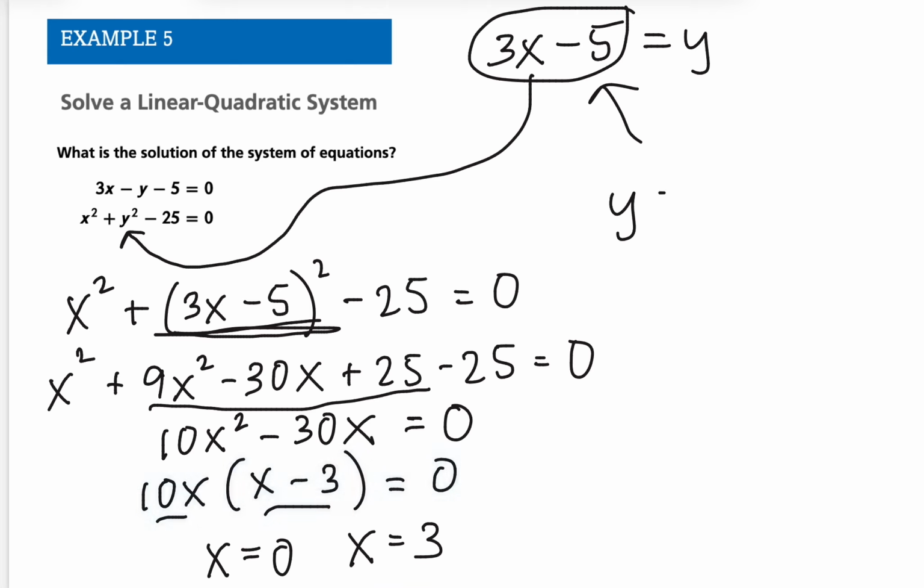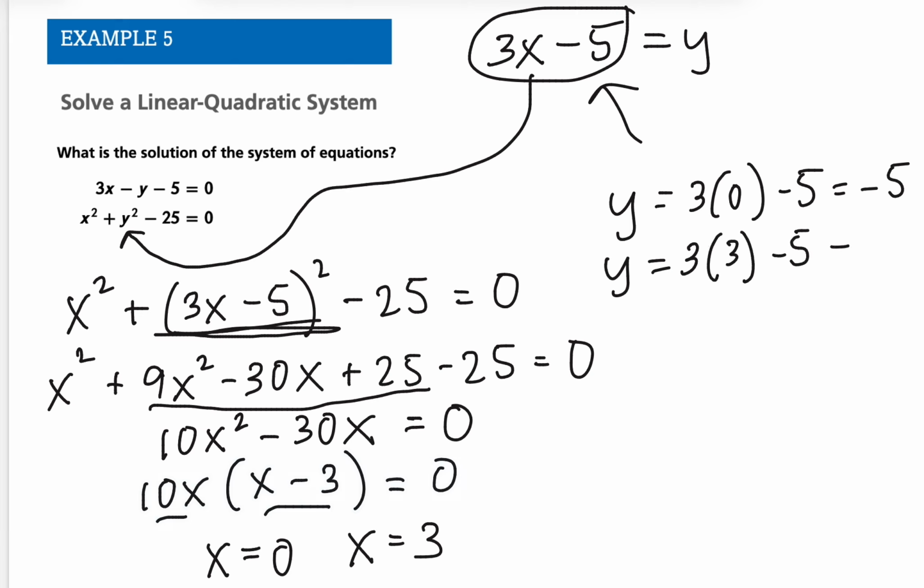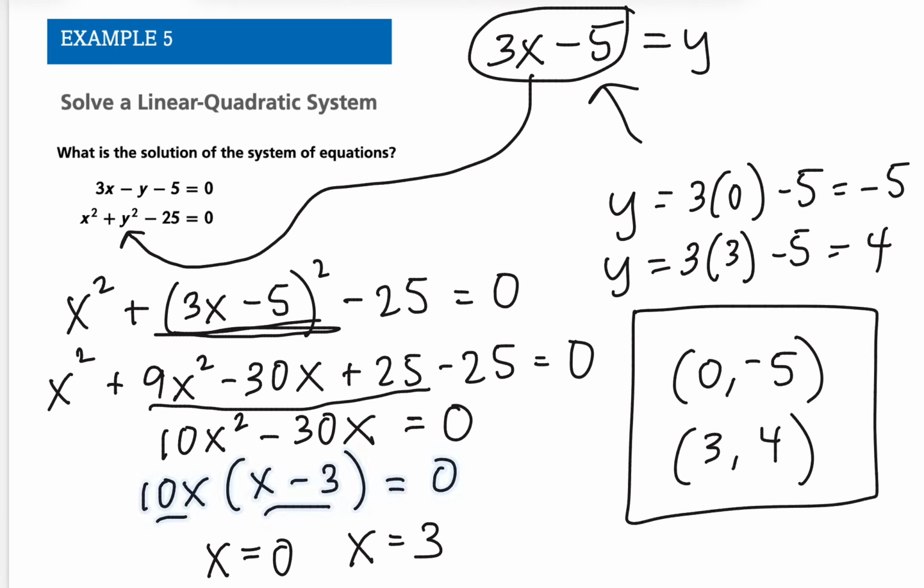So I can take 3 times 0 minus 5, and I get negative 5. And I can take 3 times 3 minus 5, which would be 9 minus 5, and I get 4. So that means my two solutions are (0, negative 5) and (3, 4). You could also find those by graphing. You're going to be graphing a circle and a line, and you're finding the 2 points where the line intersects the circle.